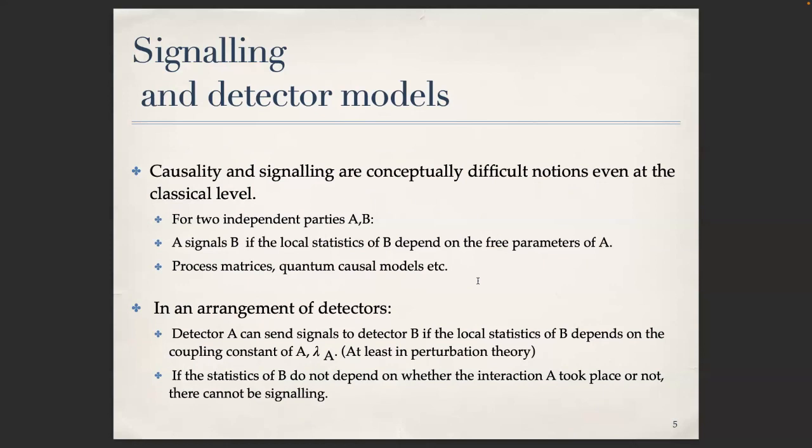That is, if we have 2 parties, A and B, we say that A can send a signal to B if the local statistics of B depend on the free parameters of A. For instance, if I put 2 interactions with 2 detectors and I just look at one detector and it depends on stuff that only characterizes the other detector, then this other detector can send a signal, basically because it can encode classical information in these parameters. If you're familiar with the detector literature, you could, for instance, encode information in the coupling constant or the internal frequency of the detector, whatever.